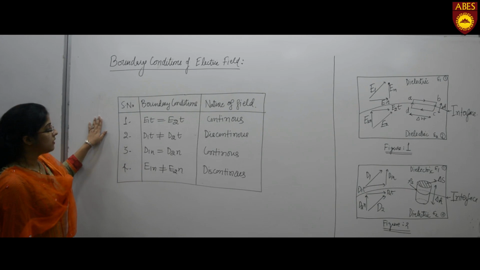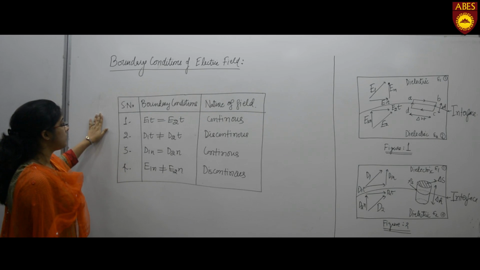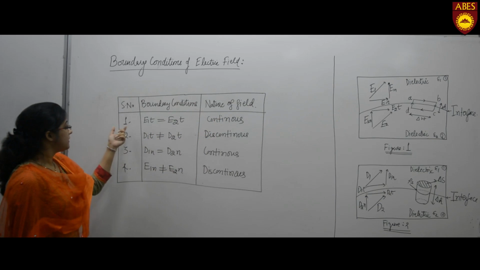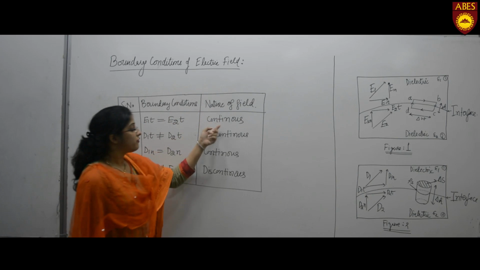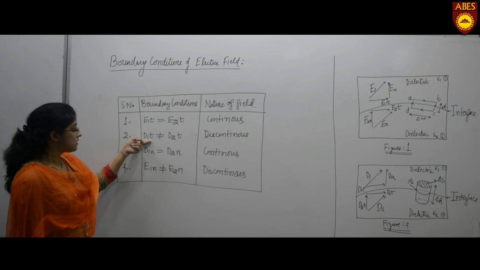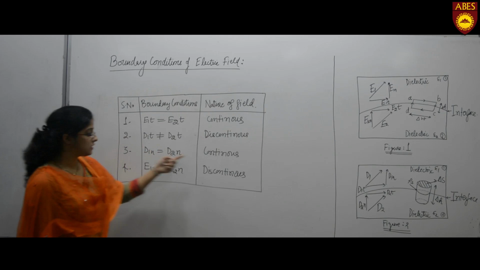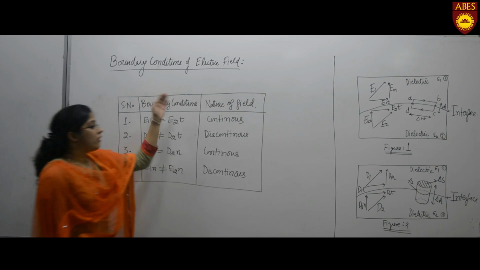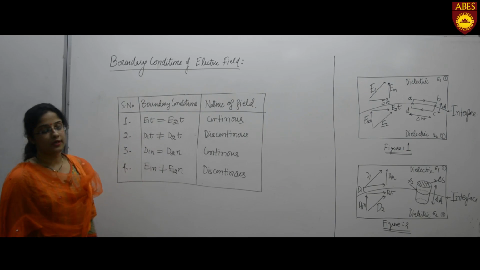Now at the end, we only need to remember this particular table, which consists of the final boundary conditions and their nature of field. If I discuss the first condition, which is that the tangential parts of the electric field are equal, then the nature of field will be continuous. For the tangential component of electric flux density, it is discontinuous. Again, for the normal component of electric flux density, it is continuous, and for the final case, it is discontinuous. Now for calculating the further dimensions, I have to use only these boundary conditions.